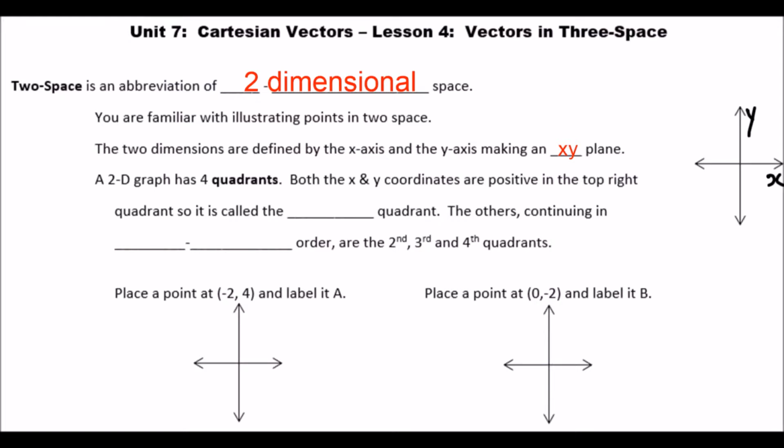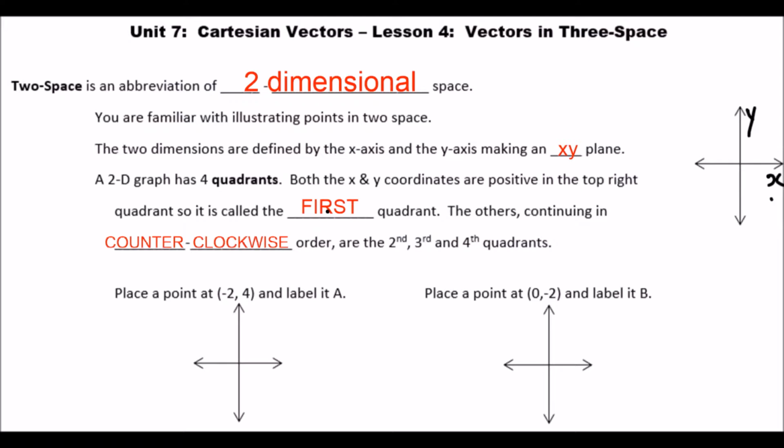Both the x and y coordinates are positive to the top right, so here's the first quadrant, and this is called, of course, the first quadrant. And the others continue in a counterclockwise direction: the first quadrant, second quadrant, third quadrant, and fourth quadrant.